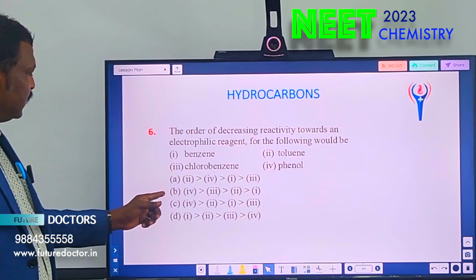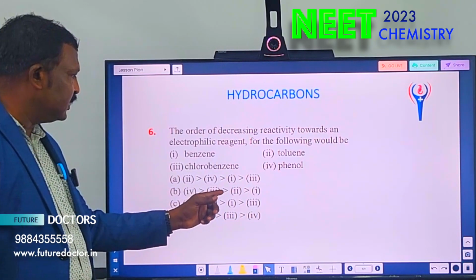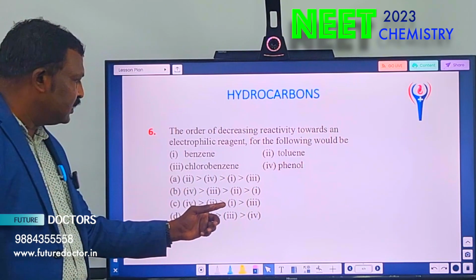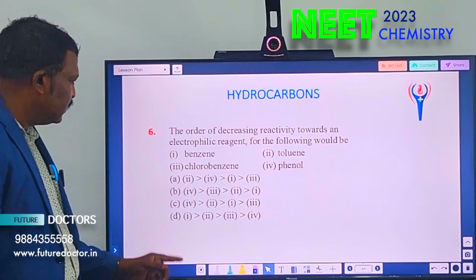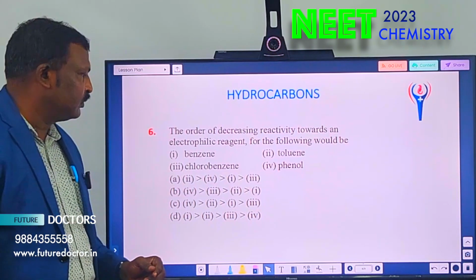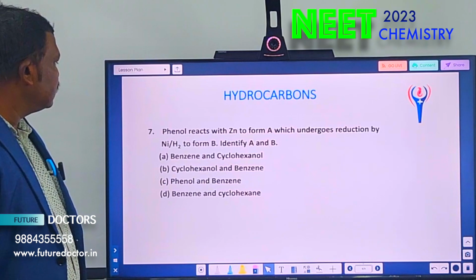than third one. Option B, fourth one is greater than third one is greater than second one is greater than first one. Option C, fourth one is greater than second one is greater than first one is greater than third one. Option D, first one is greater than second one is greater than third one is greater than fourth one. Okay, next one. Question number 7.